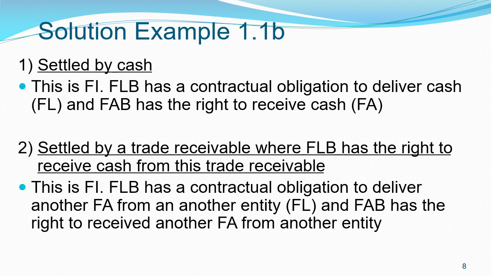So this is considered as a financial instrument also because FLB has a contractual obligation to deliver another financial asset. So what is that another financial asset? That is trade receivable. Okay, and FAB has the right to receive another financial asset from another entity. Maknanya dia dah kena serah lah trade receivable tu. Okay, so that's why we consider it as a financial instrument.